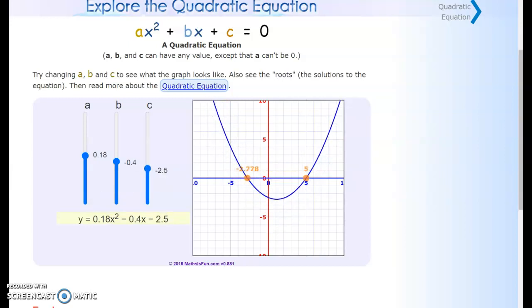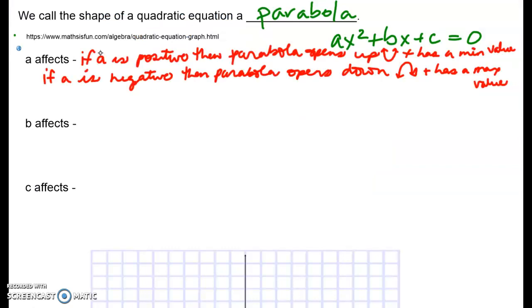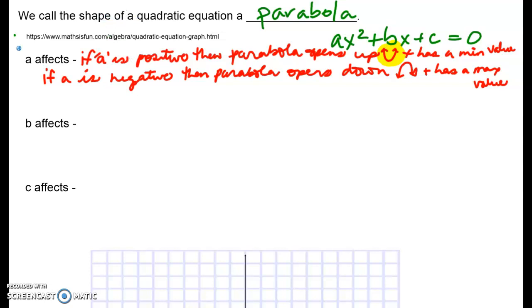Okay, let's go back to our notes and let's write these things down. So if A is positive, then the parabola opens up like this. And we say that that parabola has a minimum value, meaning it has a spot where it gets the lowest. If A is negative, then the parabola opens down like this. And we say that that parabola has a maximum value, or it has one spot where it reaches its highest point.